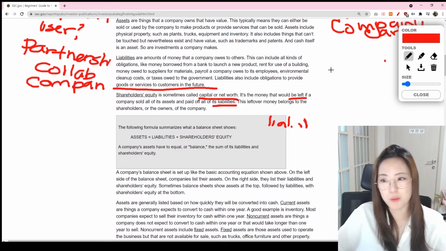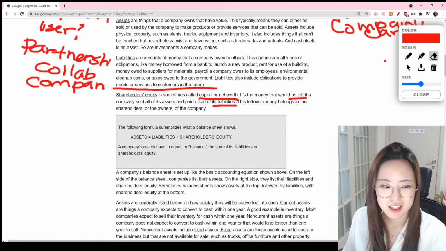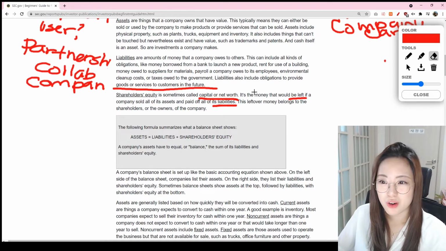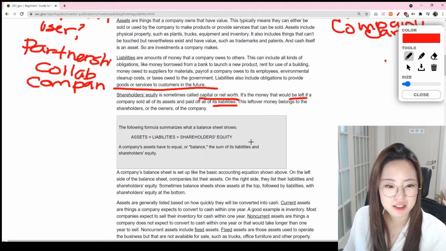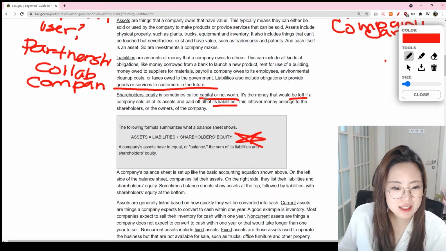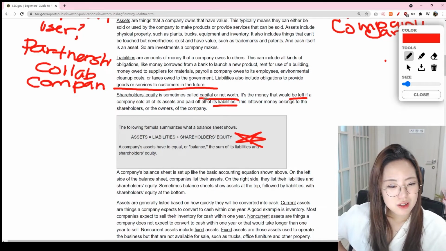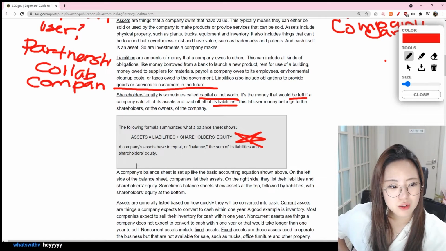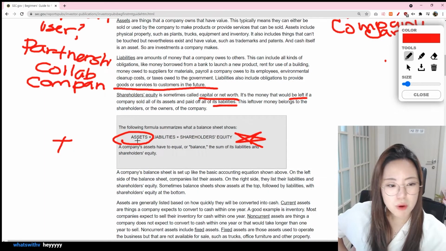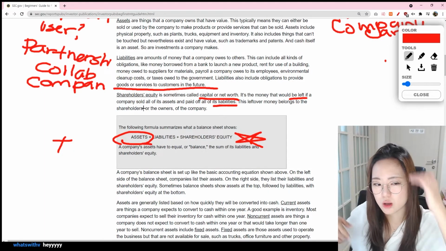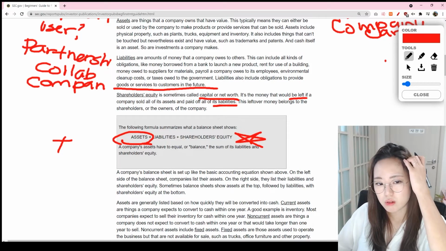Liability. Oh, I've seen this equation a lot. So this. So asset. So if the asset is positive. But they're not always equal.